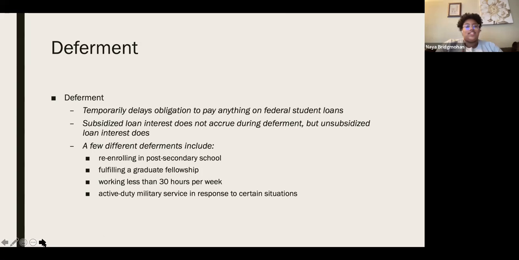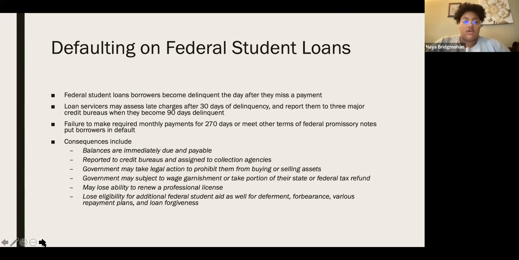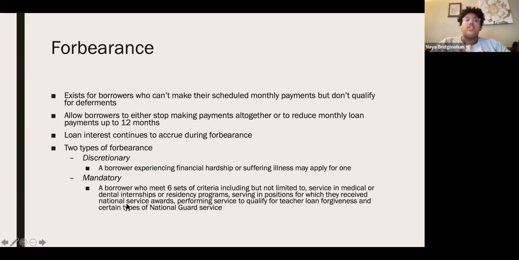Okay, so moving on to the next slide, forbearance. So this exists for borrowers who can't make their scheduled monthly payments but don't qualify for deferments, which we spoke about on the last slide. This allows borrowers to either stop making payments altogether or to reduce monthly loan payments up to 12 months. The loan interest continues to accrue during forbearance. So your interest will keep building up even though you either stop making payments or reduce them.